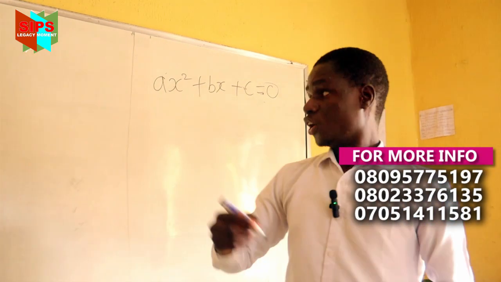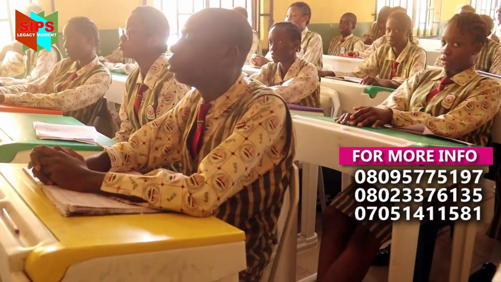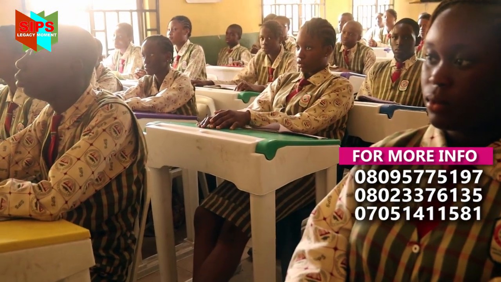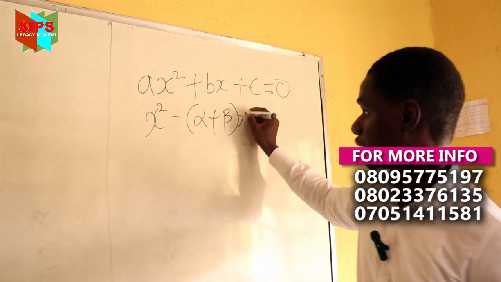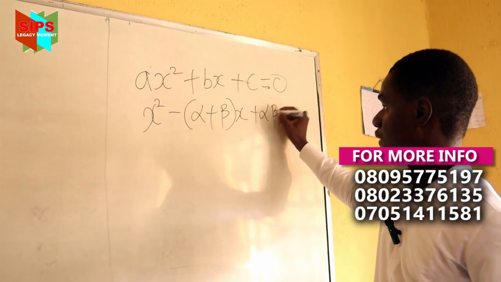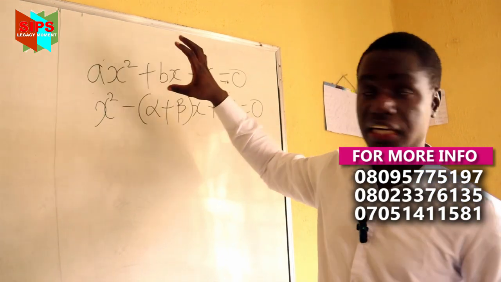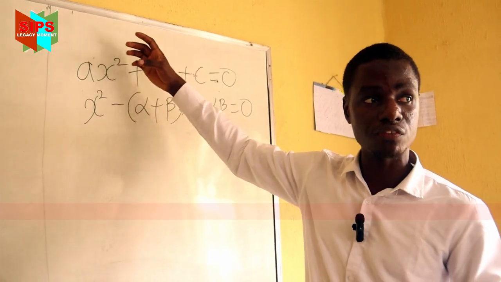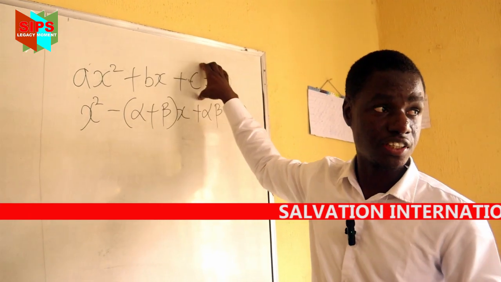Yes, sir. So the roots of a quadratic equation can be gotten from this equation, whereby we have x squared minus (alpha plus beta)x plus alpha beta equals 0. This is how it works. Remember when you did it in junior school, this was the root of the equation. This is the sum of it, and this is the product of it, right?